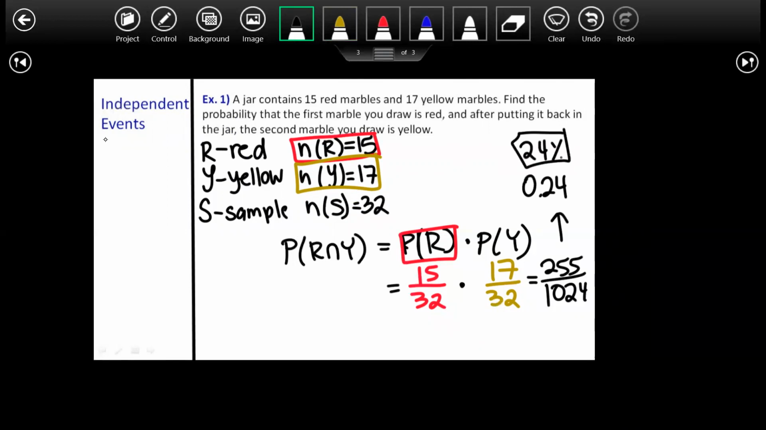Okay, there's a 24% chance. Now, this is what I'm looking for. Your answer is just going to be the fraction. I'm okay with that. I'm just telling you the percentage of it. There's a 24% chance of first getting a red, then putting it back, and then drawing a yellow. Fourth of a chance, not bad. That's it. Is that easy or hard?